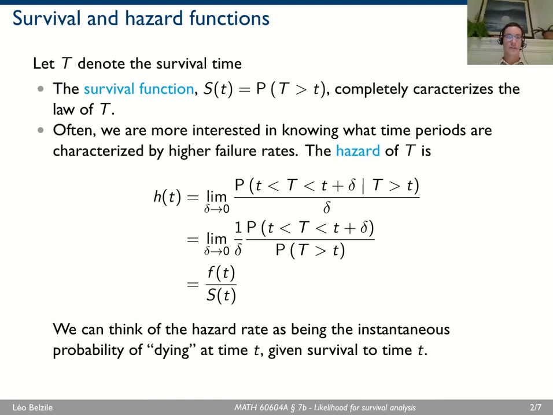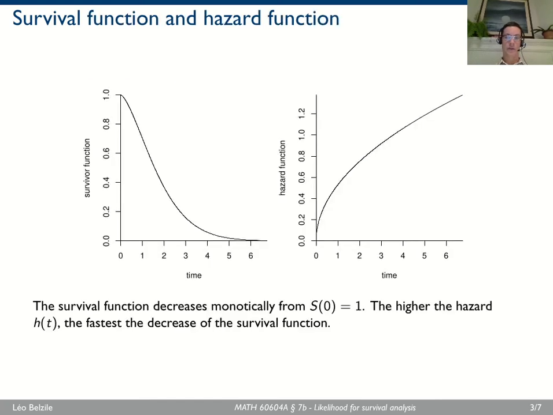Basically it's the density divided by the survival function: the probability of failing at t, given you've survived until then, so divided by the probability of your failure time being bigger than t. And this is the so-called hazard. In a way it's the instantaneous probability of dying at a given time. So the higher the hazard, the more likely you are to fail at a particular time.